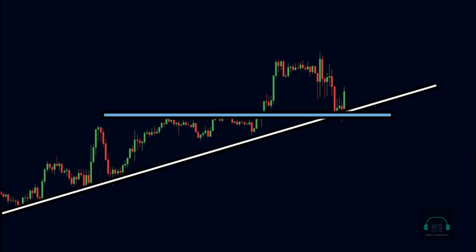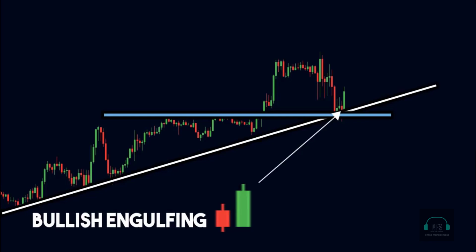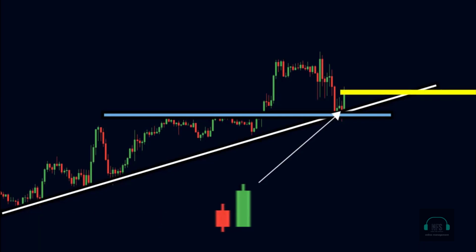Now, to enter the trade, we will wait for any type of candlestick formation to trigger our entry. Here is our entry trigger. Here we see a bullish engulfing pattern, and we buy at the close of this candle.